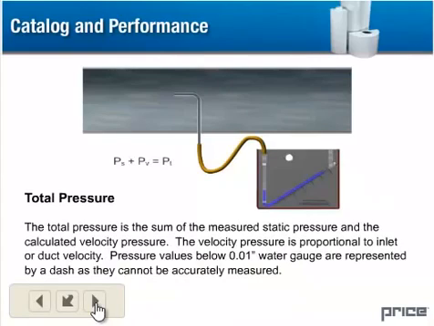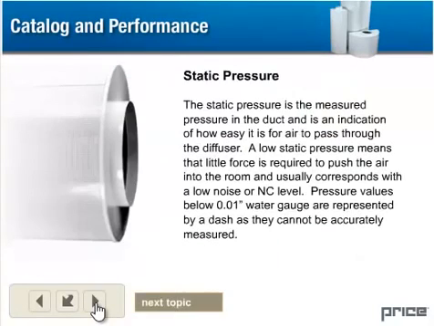The total pressure is the sum of the measured static pressure and the calculated velocity pressure. The velocity pressure is proportional to inlet or duct velocity. Pressure values below 0.01 inches water gauge are represented by a dash, as they cannot be accurately measured. The static pressure is the measured pressure in the duct and is an indication of how easy it is for air to pass through the diffuser. A low static pressure means that little force is required to push the air into the room and usually corresponds with a low noise, or NC level.